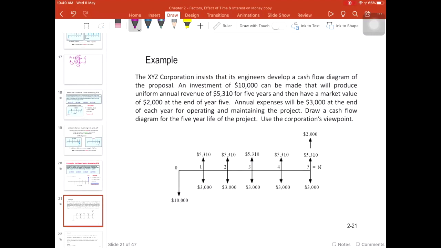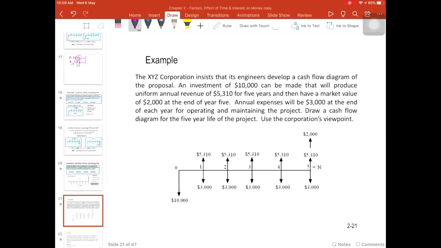Alright, example. Contohnya example ni, cash flow diagram ni di hidden dulu kan. Cuba buat. You baca kat atas tu: advisor corporation has insisted the engineer develop a cash flow diagram of the proposal. An investment of 10,000 ringgit can be made that will produce uniform annual revenue of 5,310 ringgit for 5 years and then have a market value of 2,000 ringgit at the end of year 5. Annual expenses will be 3,000 ringgit at the end of each year for operating and maintaining the project. Draw the cash flow diagram for the 5 years life of the project. Use the corporation viewpoint.